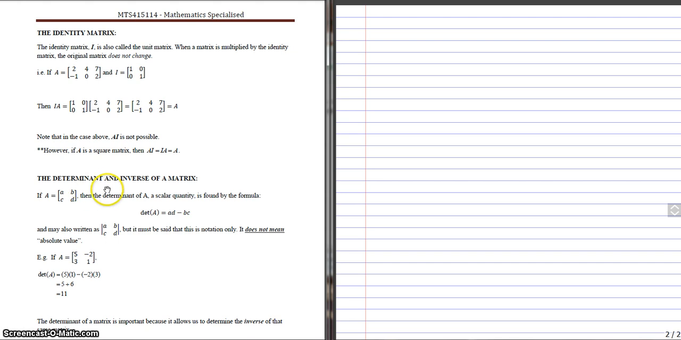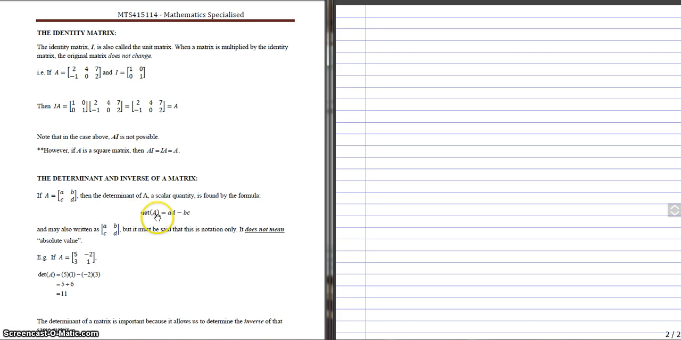Now, let's move on. The determinant and inverse of a matrix. Say we have a matrix A, which is a 2 by 2 matrix, and we're just labelling the elements within it as a, b, c, d. The determinant is a scalar quantity, so it's like a little calculation we perform on the matrix to obtain a particular number. That's why we're calling it a scalar quantity, and it's found by using the following formula.